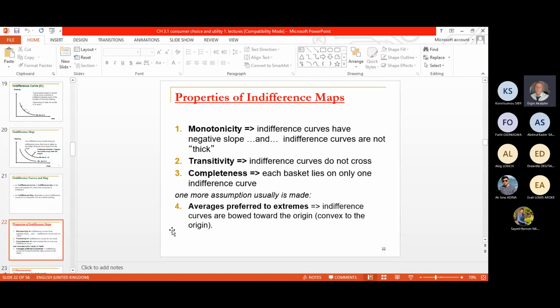And when we look at the properties of indifference curves, there is monotonicity, which means indifference curves have a negative slope and cannot be thick. And transitivity: indifference curves do not cross each other, or must not cross each other. And completeness: each basket lies on only one indifference curve. And one more assumption is usually made, as I said: averages are preferred to extremes, so indifference curves are bowed toward the origin. It is convex to the origin, as I mentioned to you also in the former graph.